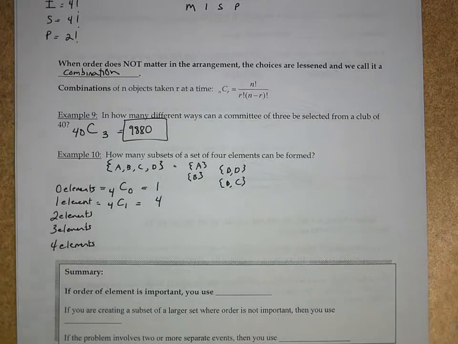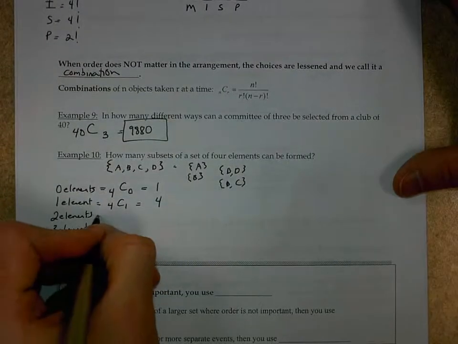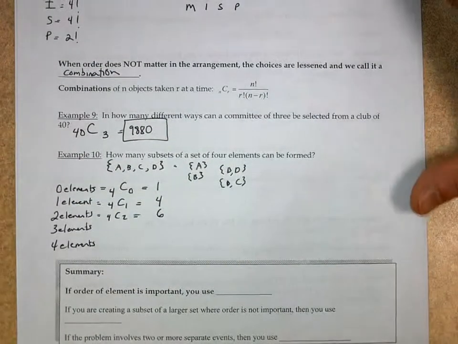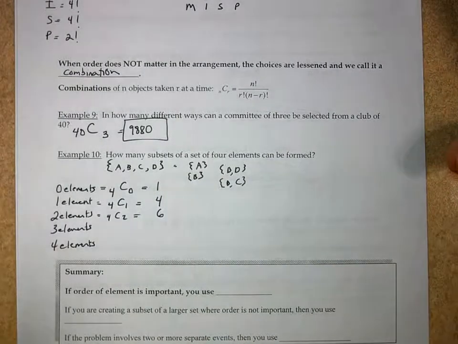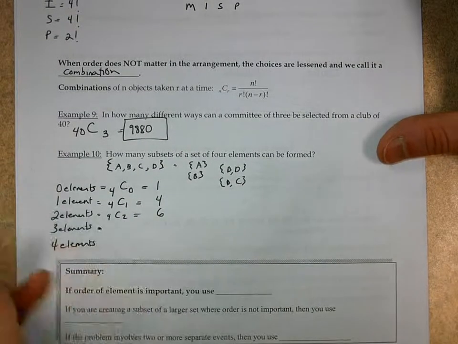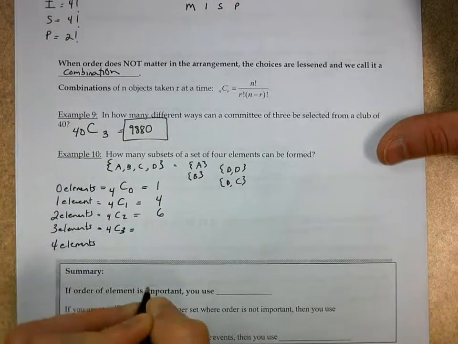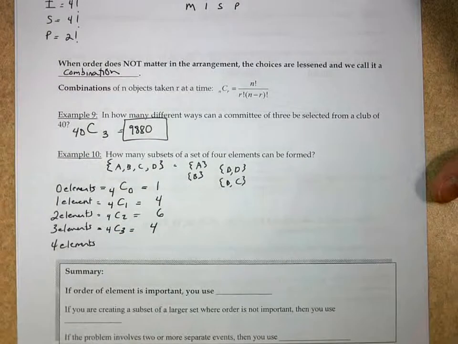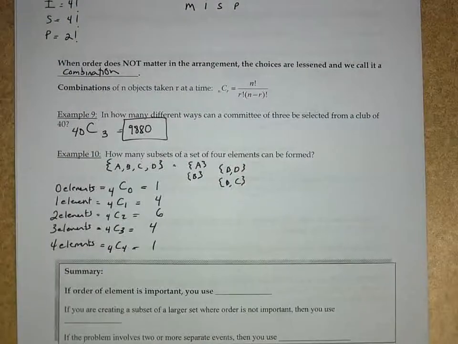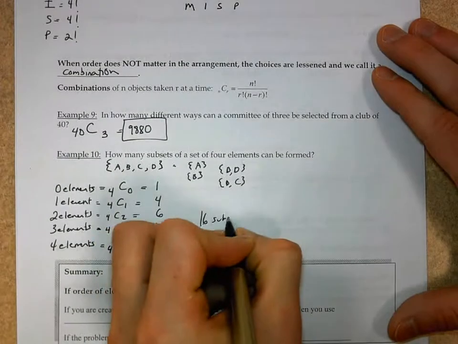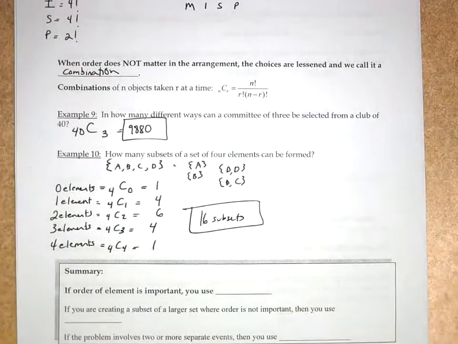If I'm going to choose 2 elements, that's AB, BC, CD, AD, AC, and BD. That's 4 choose 2, which is 6. 3 elements would be ABC, BCD, ABD, ACD, all those different combinations of 3. So 4 choose 3, and there are 4 different ways you can do that. And then finally 4 elements, 4 choose 4, which is 1. That's if I choose everything. So how many different subsets can I have? 1, 4, 6, 4, and 1. That means there are 16 subsets that I can have. Add all those results together.